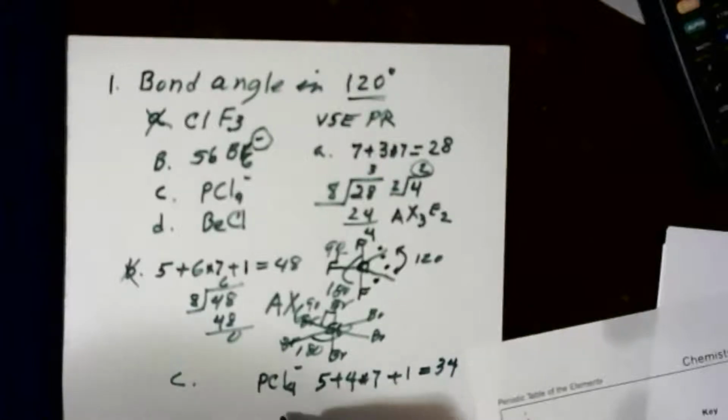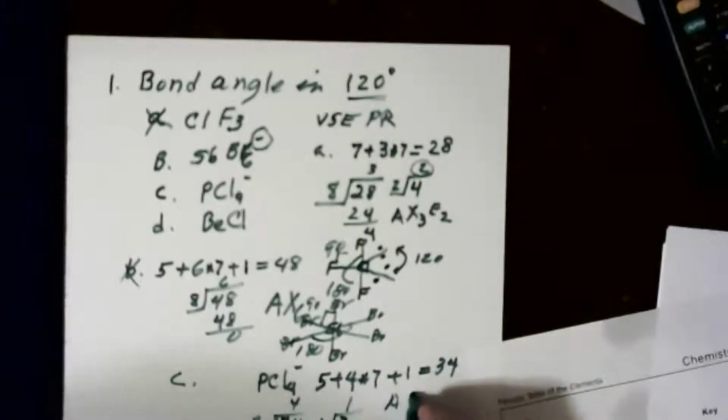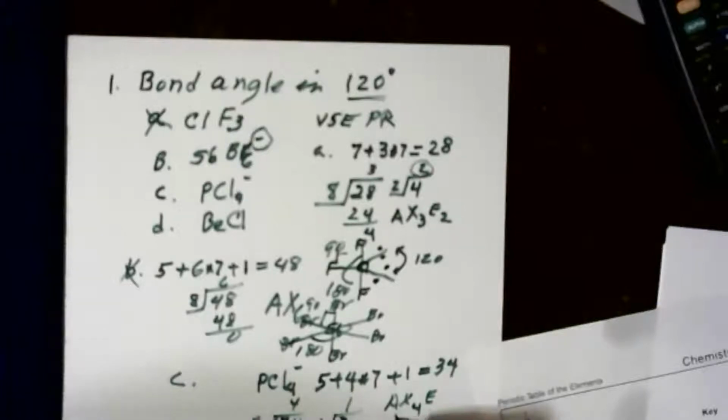Let's do the math. You take 34, you divide by 8, you get 4, that's 32. And then remainder 2, you take the remainder and divide by 2, you get a 1. So it's an AX4E type structure. Again, 4 plus 1 is 5. It's going to be trigonal bipyramid like we saw up there. So we're going to get this kind of structure.